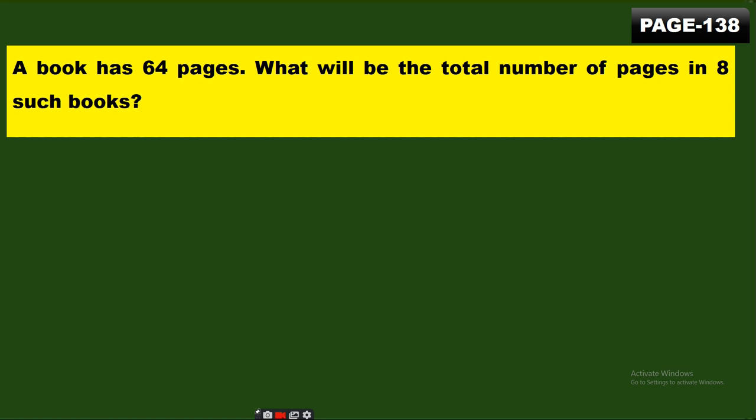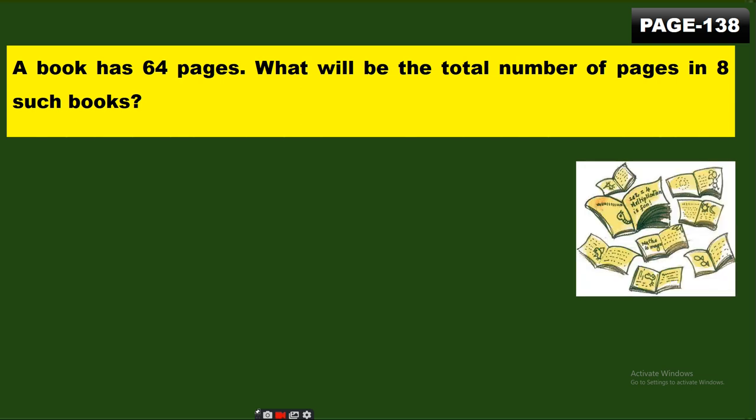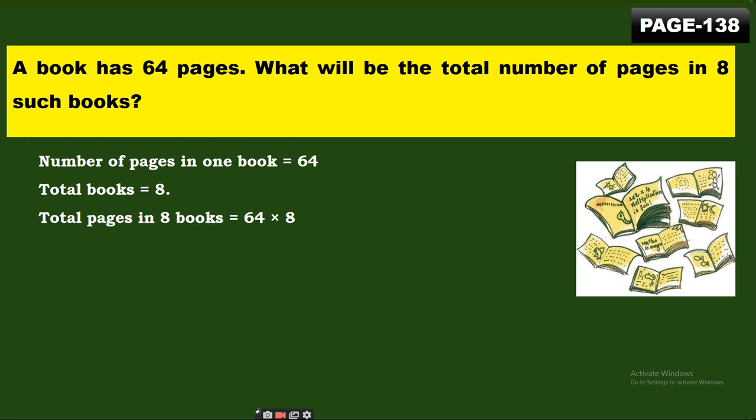A book has 64 pages. What will be the total number of pages in 8 such books? Here there are 8 books and each book has 64 pages. So the number of pages in one book equals 64 and total books given equals 8. Therefore total pages in 8 books equals 64 multiplied by 8.